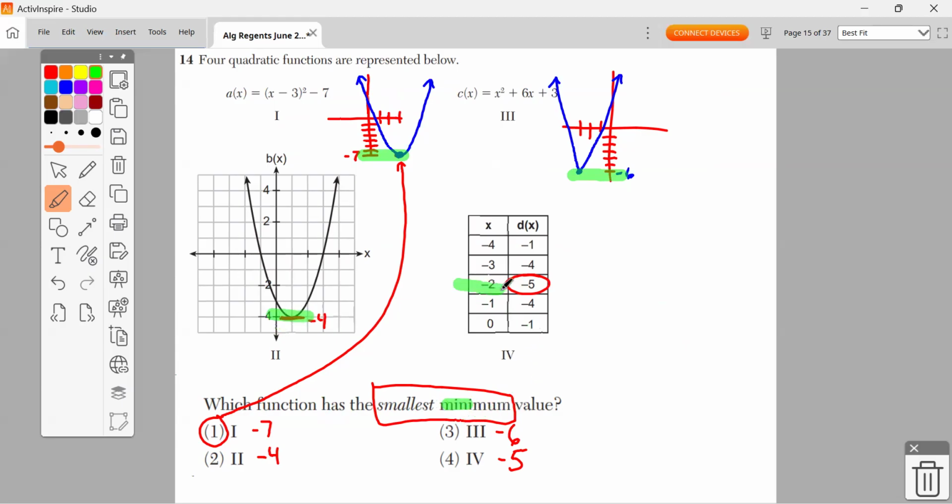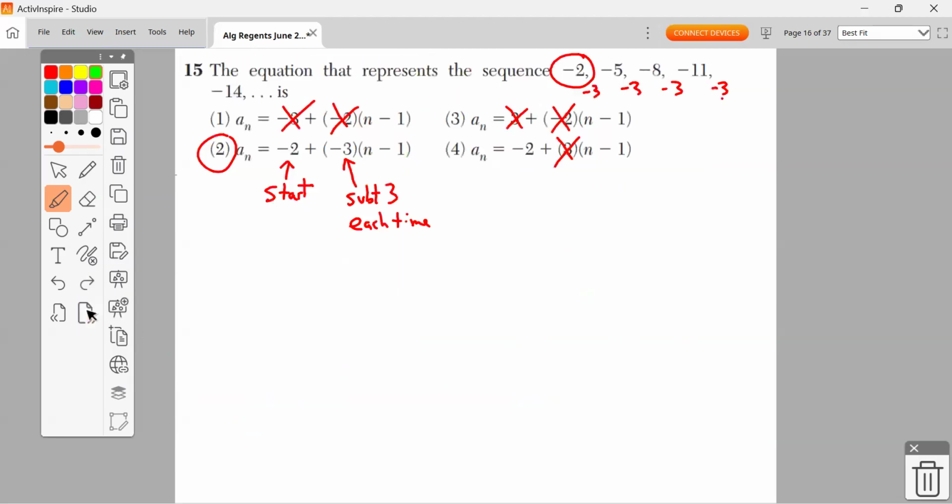This is clearly a U-shaped graph because depending on which way you go, it's going down, down, down, down, down, up, up, up, up, up. So our lowest point is at -5. So we have -7, -6, -5, and -4. Our smallest amount, our most negative number, is -7, choice 1.